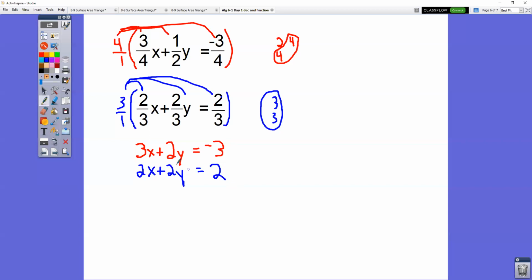These equations are a lot easier to work with than these. Now that we have our correct equations, go ahead and solve the rest of the system, please. So the next step that you would want to do, just like on your quiz, is to create your own opposites by multiplying. Go ahead and solve for both x and y, please.